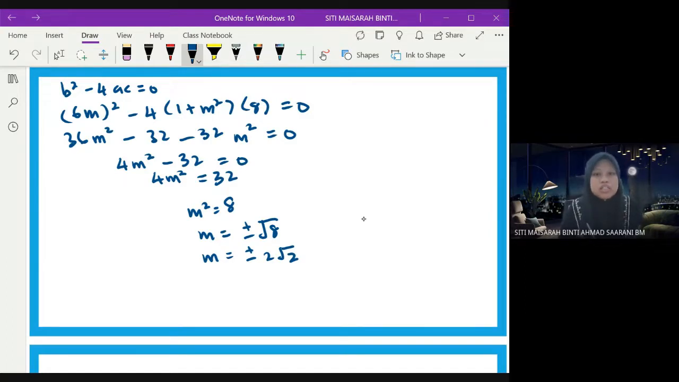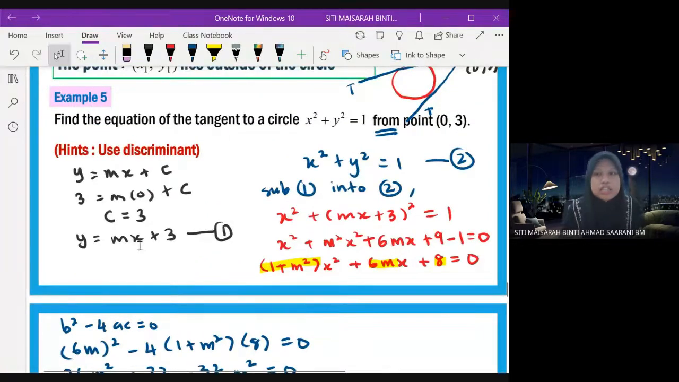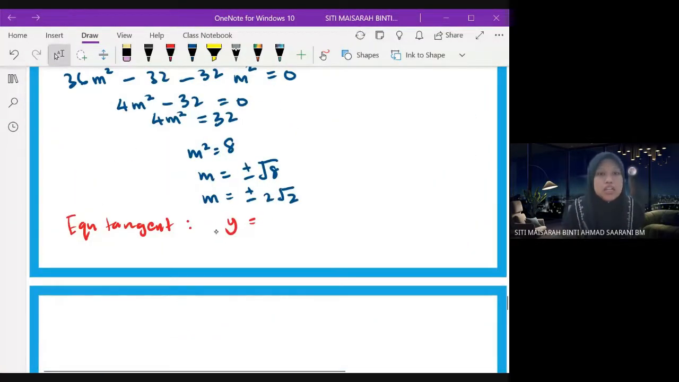So jadi this is kita punya gradient lah. Ni m kita. So kalau tengok ni dia ada dua. Satu positif, satu negatif. So our equation of tangent ada dua lah. Yang pertama is y equals to, dari yang tadi kita dah cari atas ni, mx plus 3. So jadi just ganti m lah. So dia akan jadi 2 root 2 x plus 3. Another one is y equals to negative 2 root 2 x plus 3. X ni duduk luar daripada root lah. Okay, so this is kita punya equation of tangent.